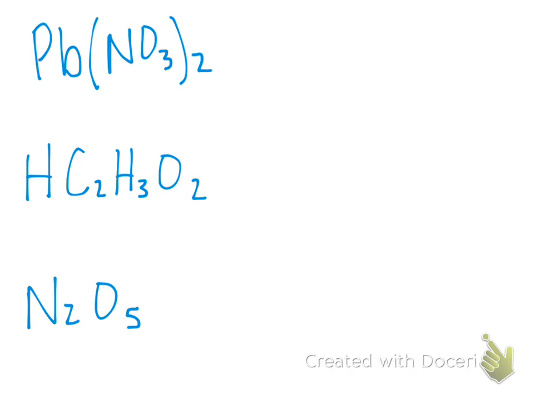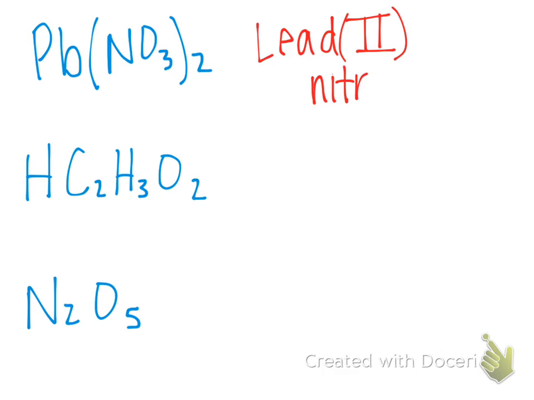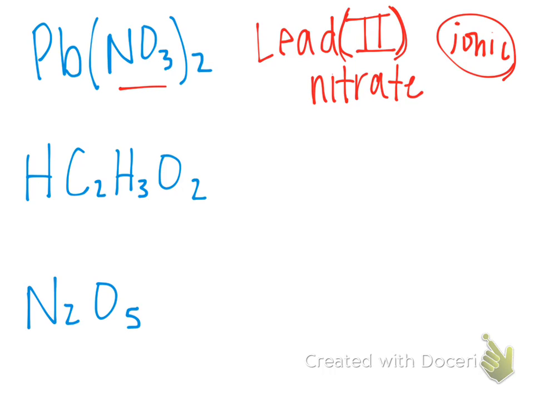Lead 2 nitrate. How many of you had that word for word? Lead 2 nitrate. Perfect. That's what we should have. We know it's lead plus 2 because we need 2 nitrates to balance it out. How many of you just forgot the Roman numeral? Lead 2 nitrate. Ionic, covalent, or acid? What do we think? Ionic.